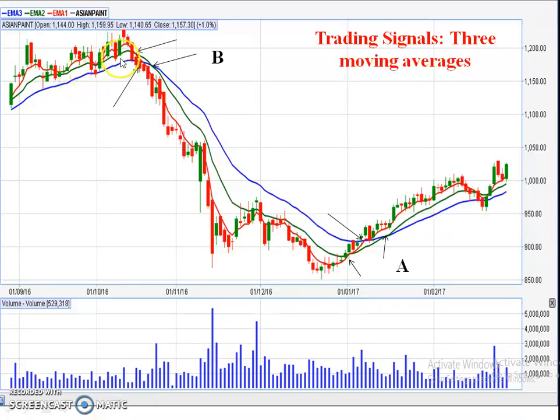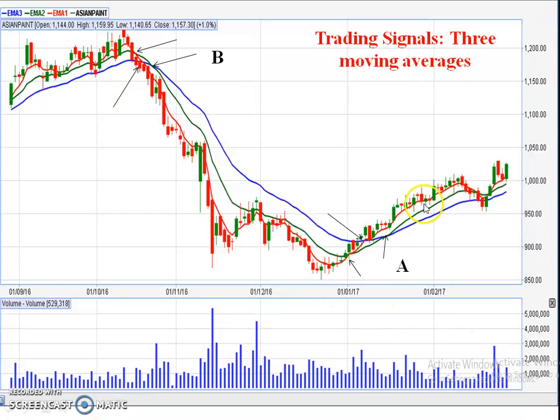Similarly, if the moving averages cross each other on downside, then the sell signals are generated. If the slopes of moving averages while crossing is higher, then the change in stock price will be quicker. If the slopes of moving averages while crossing is flatter, then the rise in stock price will be slow.